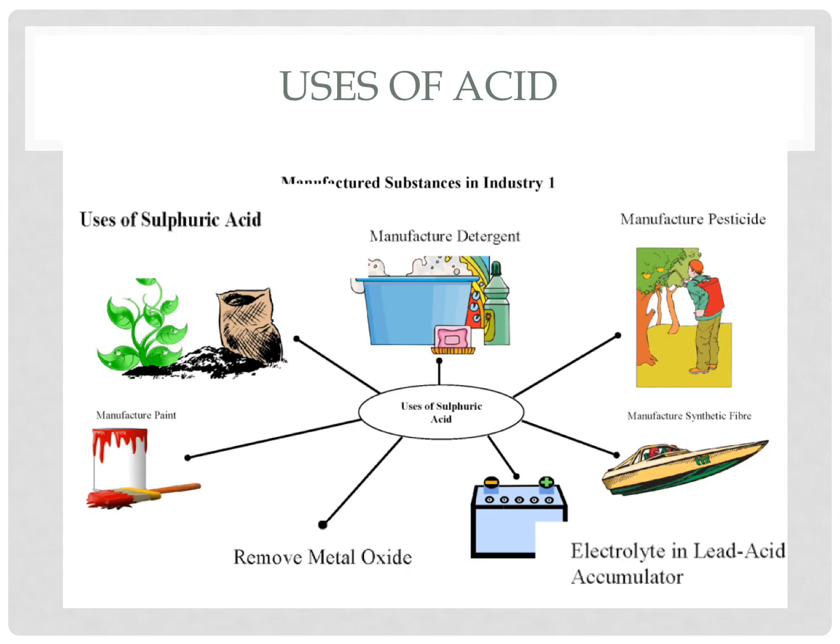So sulfuric acid is the most widely made industrial chemical in the world. It is used to make many products including paper, paint, detergent and fertilizers.